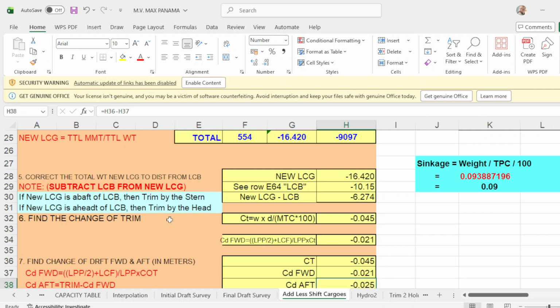And number 5, just follow this one, guys. Subtract LCB from LCG, which is this one. Then this will be your new LCG, okay. And you will know if it is trimmed by the head or by the stern. Follow this one, change of drop. You can click this one and follow this formula, okay. And you will trace the cells.